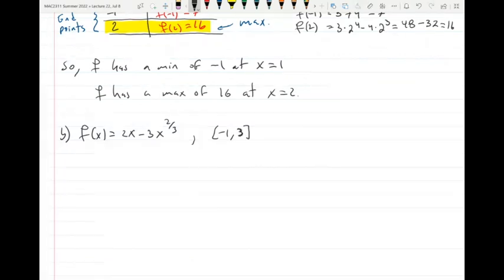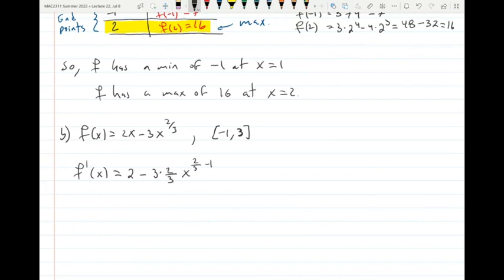So notice that the function is continuous on this closed interval, so it will have a maximum, it will have a minimum. So let's activate the process. f prime is going to be equal to 2 minus 3 times 2/3 x to the 2/3 minus 1. Simplifying this, we get 2 minus 2 x to the -1/3. Now remember, negative exponents are very misleading, so let's get rid of this by writing this as 2 minus 2 over x to the 1/3, and then let's combine.